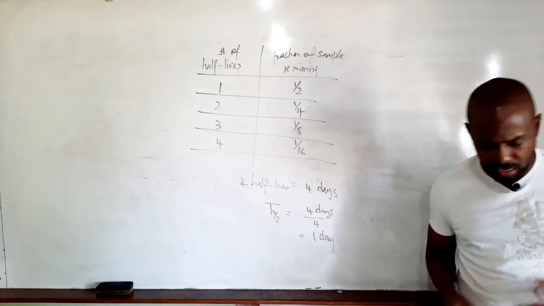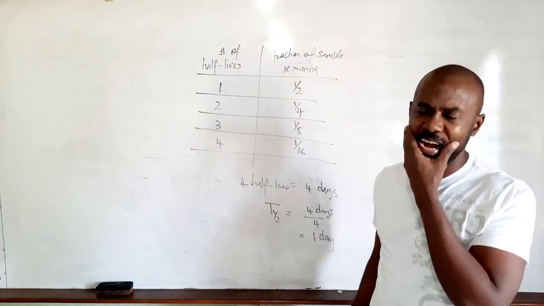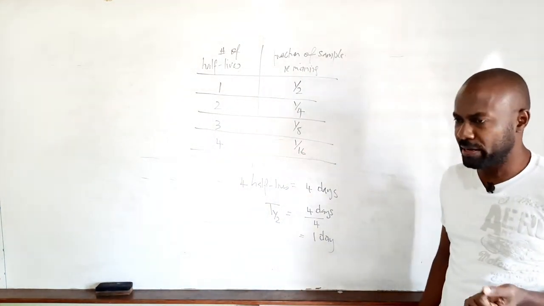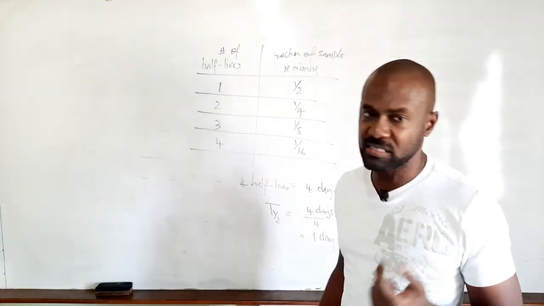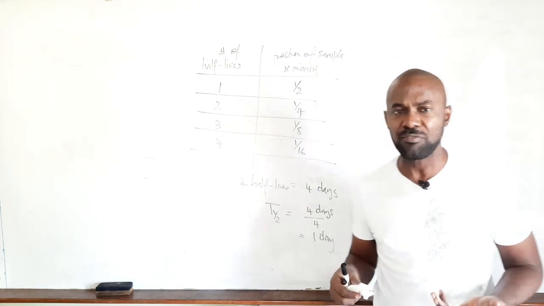Right? So once again, when we speak about half-life, we can speak about the number of atoms. We can also speak about the activity of the radioactive sample, right? And generally, the half-life is the time taken for the number of atoms or the activity to decrease to half its initial value.